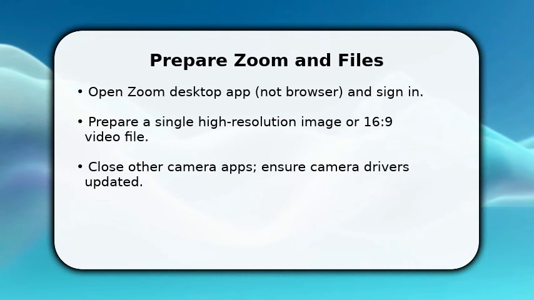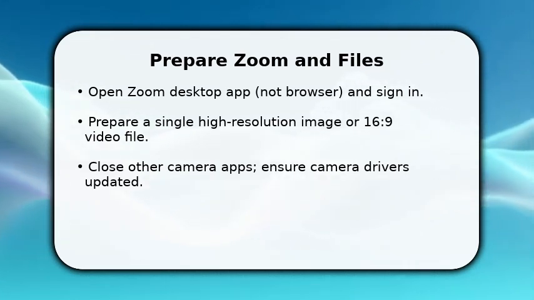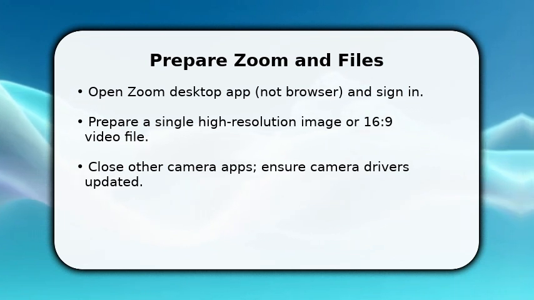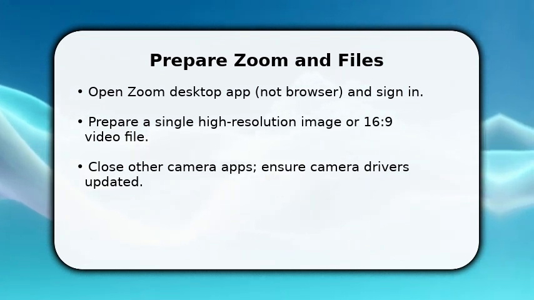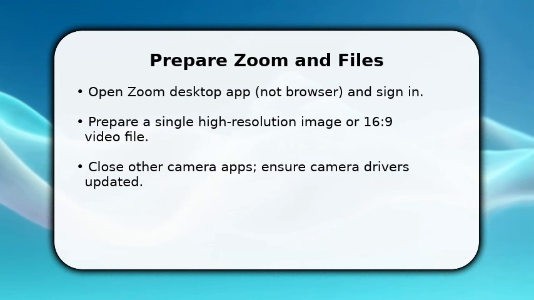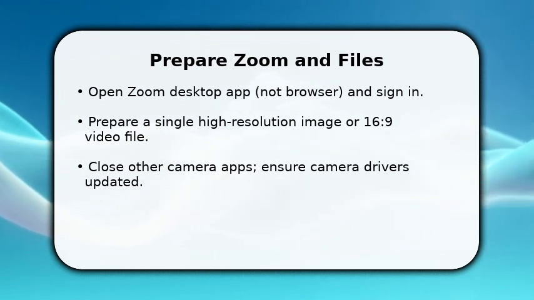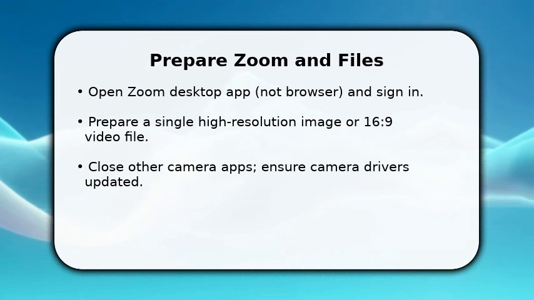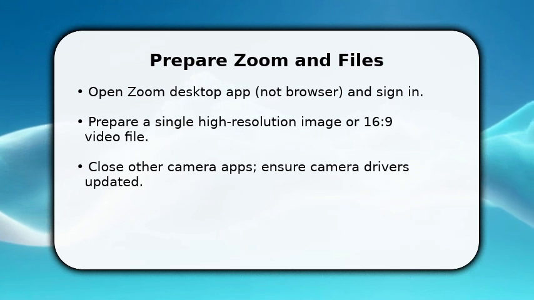You'll start by opening the Zoom desktop app and signing in. This method won't work in the browser. Next, pick one high-resolution image or a 16:9 video to use as your virtual background because Zoom scales better with those ratios. Once done, close other apps that might use the webcam so Zoom can access it exclusively.